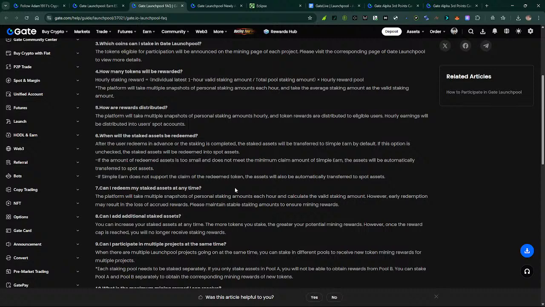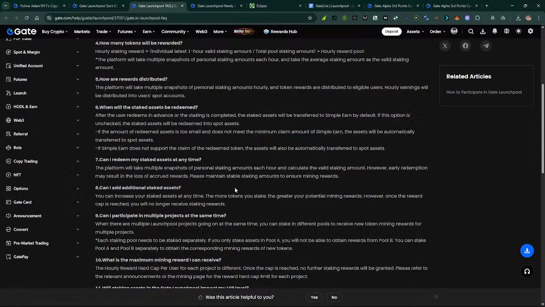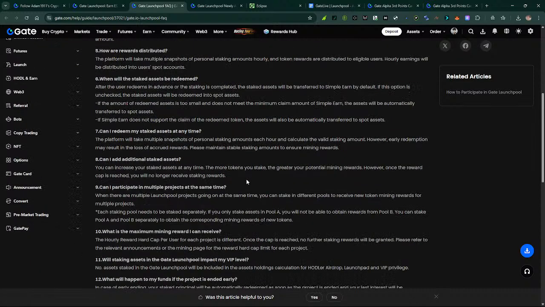And about the seventh question: can I redeem my staked assets at any time? The platform will take multiple snapshots of personal staking amounts each hour and calculate the valid staking amount. However, early redemption may result in loss of accurate rewards. Please maintain stable staking amounts to ensure mining rewards. Okay, remember that. That's one of the vital points.